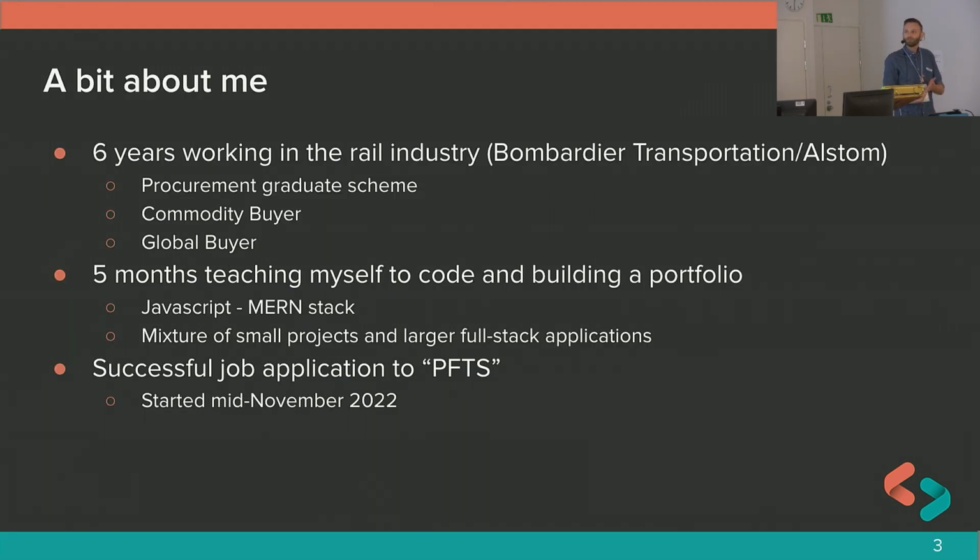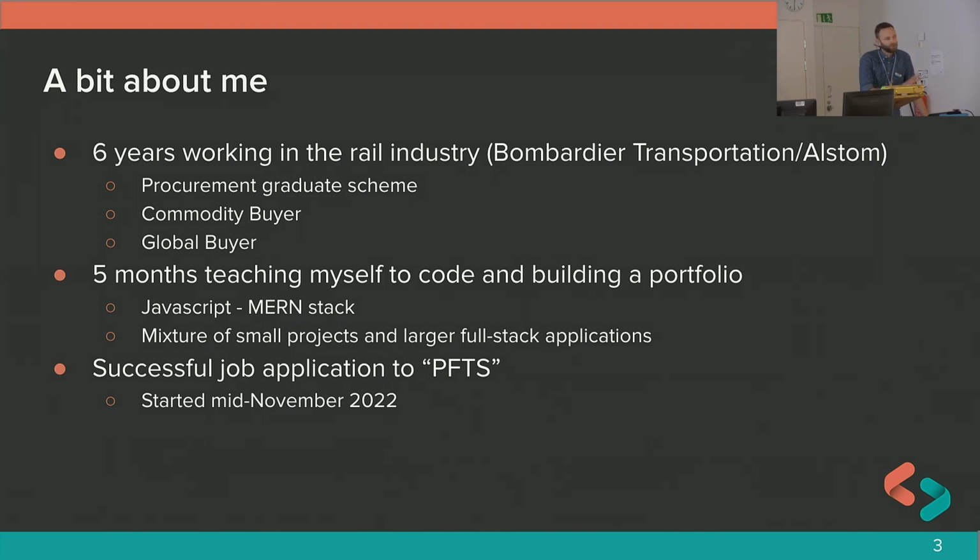So just a bit about me and my background and what I mean by a new developer. Those of you scanning the slides will see that 6 years working in the rail industry is not a normal developer's career path. So that's where I started straight out of university. I went on to a 2-year graduate scheme and then did some roles working as a commodity buyer and a global buyer. But eventually deciding that that wasn't the career path for me. That's not where I saw myself going forwards.